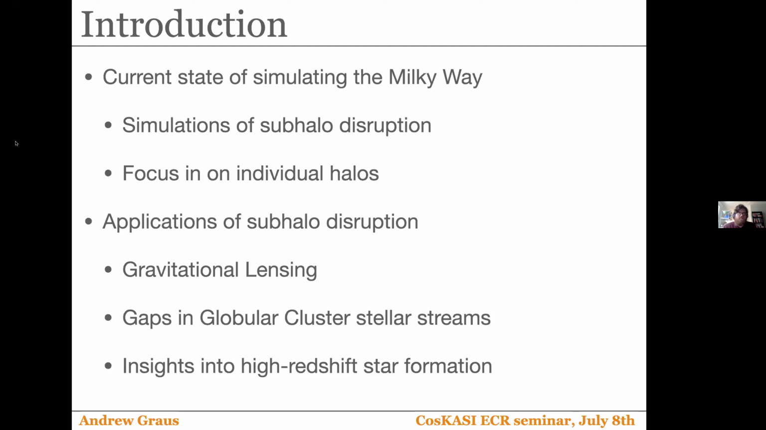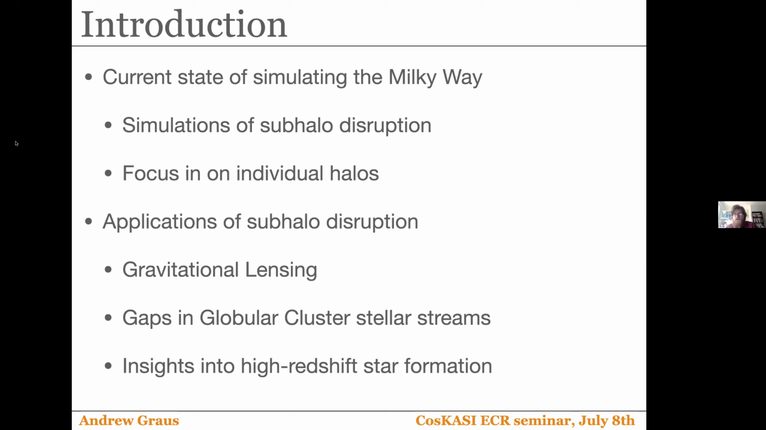I'm going to start by talking about the current state of simulating the Milky Way, and specifically focusing on what we can learn about simulating subhalo disruption, basically as galaxies orbit and then get destroyed. Then I'm going to focus on individual subhalos and what happens to them as they orbit around the Milky Way. And then I'm going to talk about applications of this and why this is important and interesting. I'm going to focus on 3 different areas.